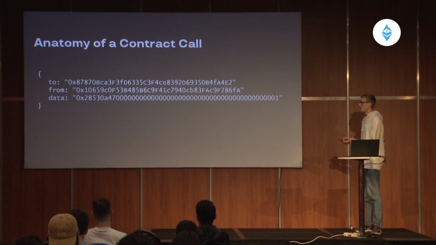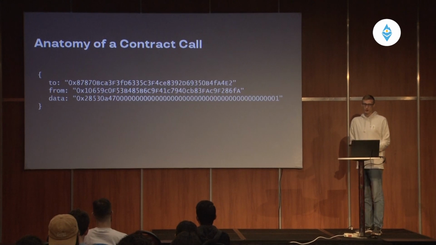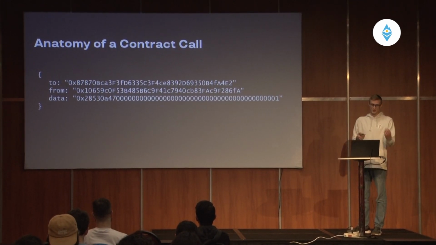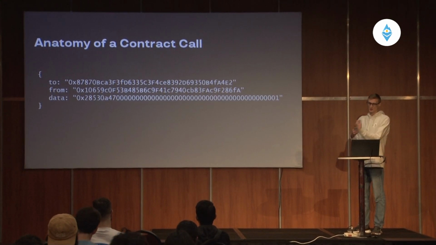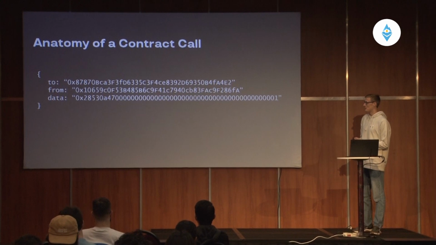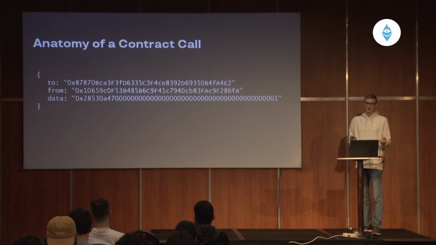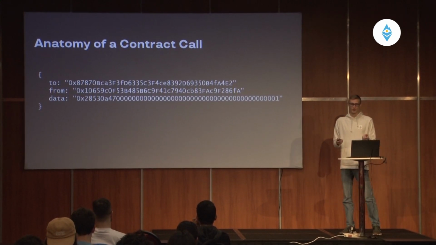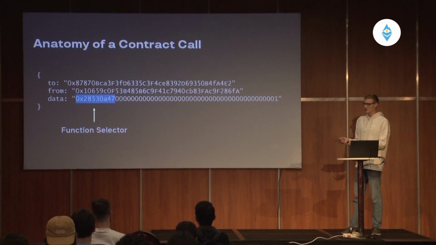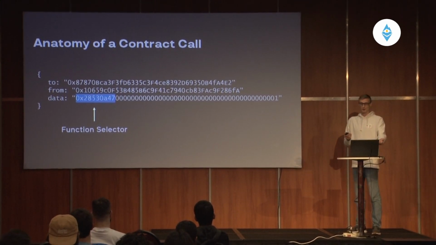So basically, any time that you are reading or writing to a smart contract, you're going to follow this standard path where you're designating a to address, the address that you're sending the transaction from, and then you have this transaction data. And this transaction data is actually static, and it's very important to understand what the architecture of this is. So first, you start off with a function selector. This is identifying the function that you're calling.